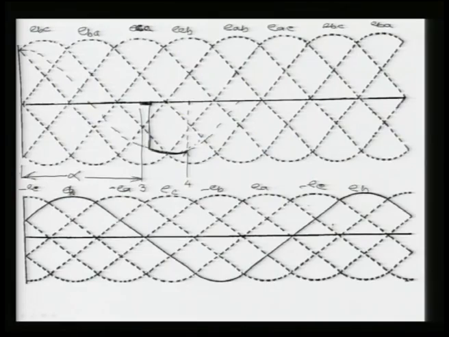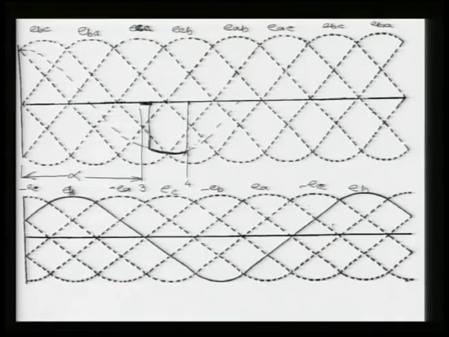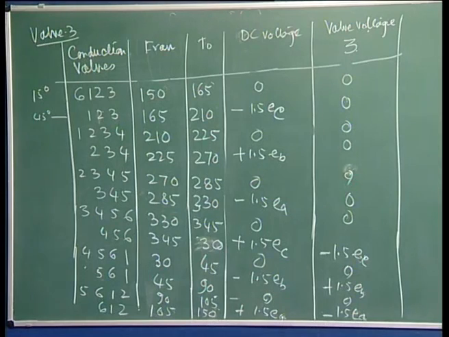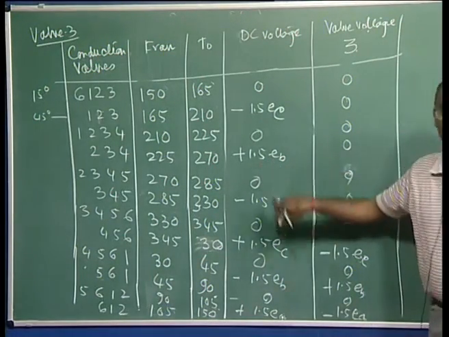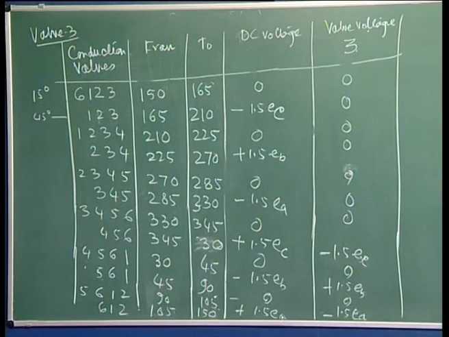Now once we are giving the gate pulse to 4, output becomes 0, and then it will go back again 0 here, and this will be 0 for 15 degree. Then the commutation here is over between your 1 and 3. Now the 2, 3, 4 will be conducting, and the output voltage will suddenly be 1.5 EB, and we have to see 1.5 EB.